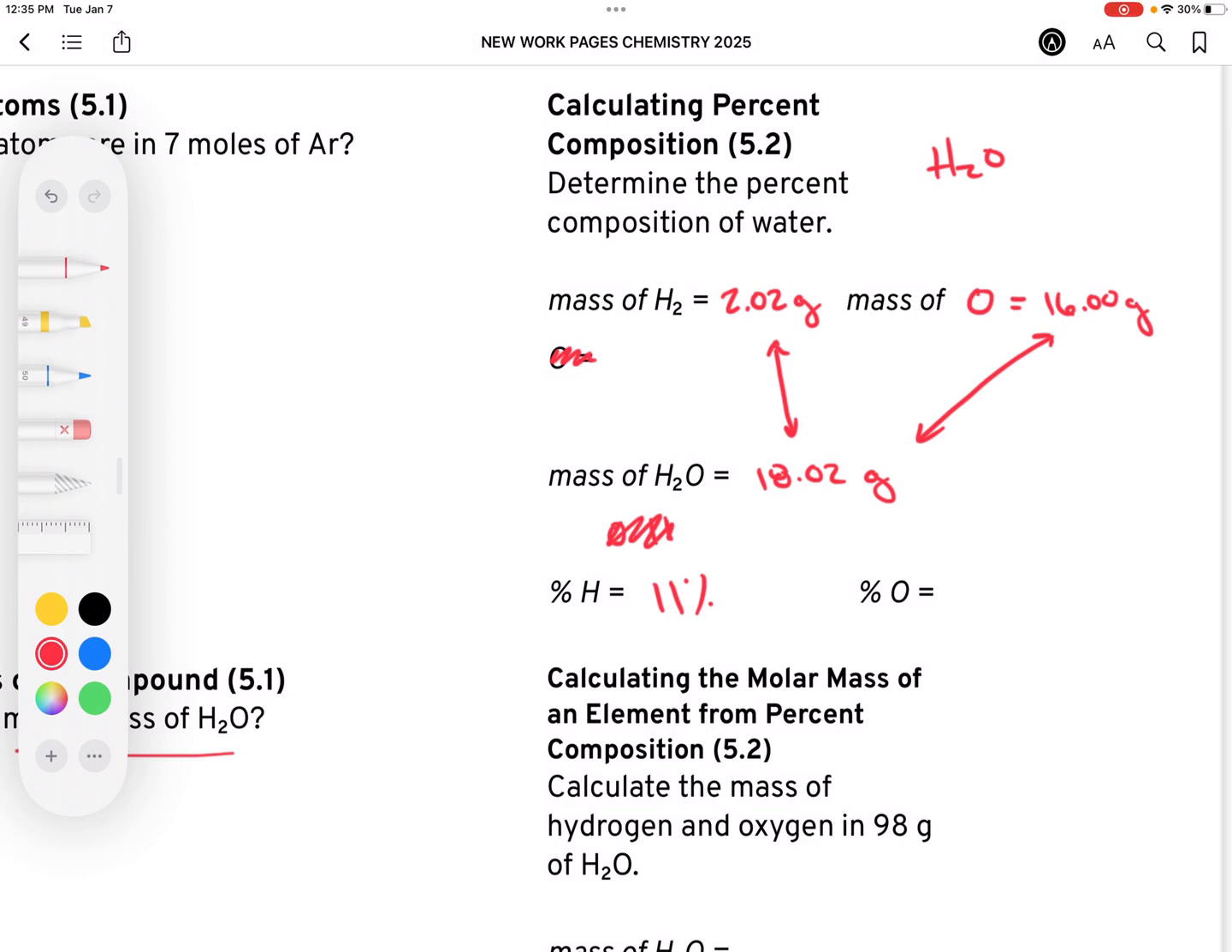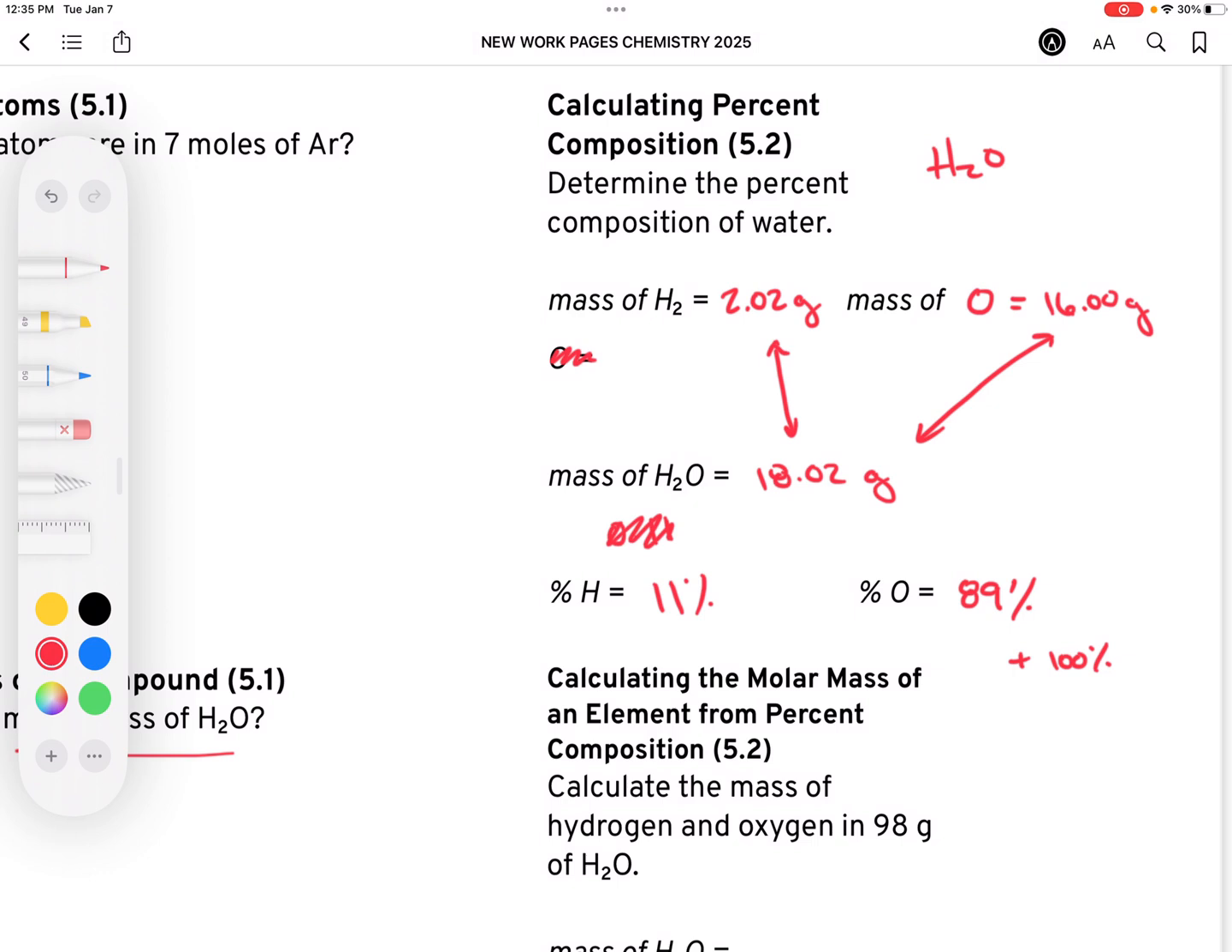Now let's do the next one. So we have 16 divided by 18.02. We're just taking the part and relating it to the whole. That's all we're doing. And if you notice, 16 to 18, that's a much closer value, so it's going to be much higher. We do 16, and then we divide it by 18, and that gives me 89%. And that makes sense, because 11 plus 89 is 100, because these are two parts of a whole. And so if we add them together, it ends up being 100%.